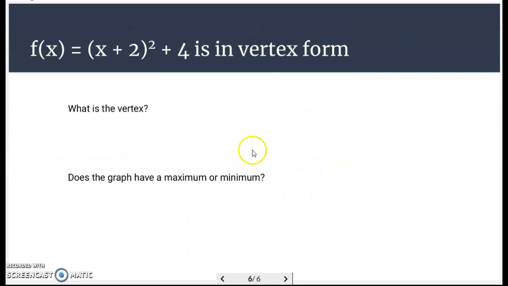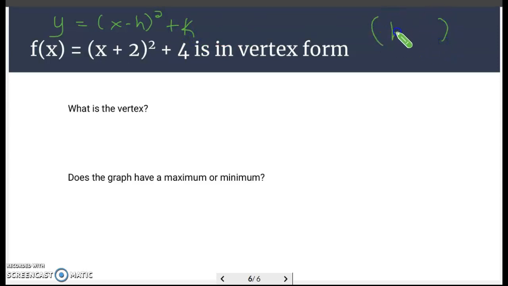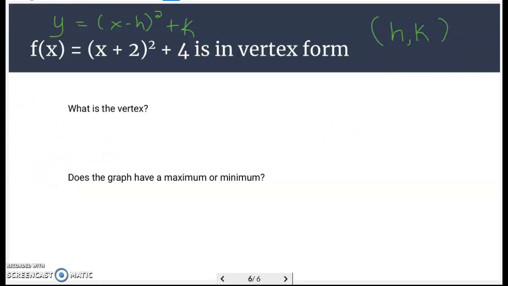Last one, we have what's called vertex form. Vertex form is this, x minus h quantity squared plus k, where the vertex is h, k. That means the vertex is -2, 4. Notice the 4 is the y coordinate, same sign. The 2 is the x coordinate, but it's the opposite of what we see. We see +2 in the equation, -2 as the vertex.